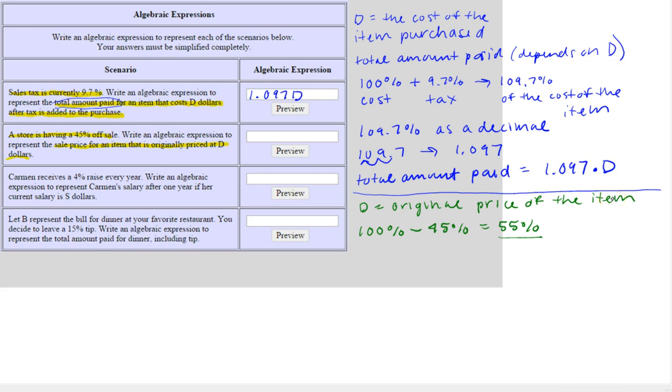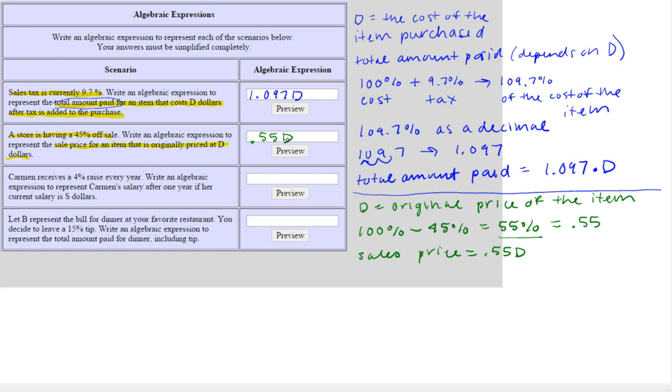Okay. So just like we did here, as a decimal, this is equal to, moving the decimal over 2 places, 0.55 as a decimal. So the sales price is equal to 55% written as a decimal, so 0.55 times the original price D. So we have 0.55D.